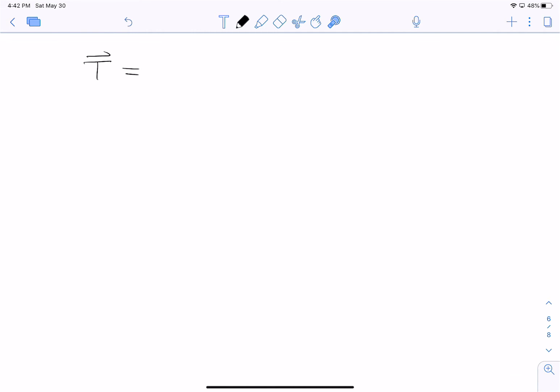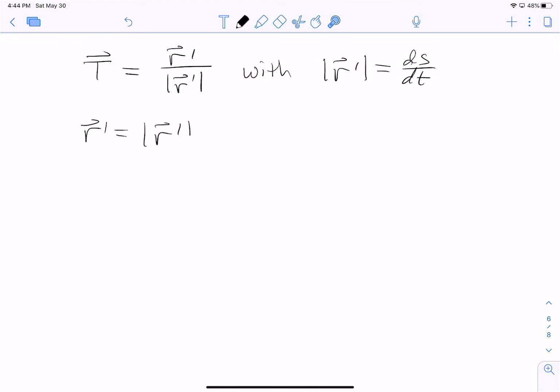The unit tangent vector is r prime divided by the magnitude of r prime, by the definition of the unit tangent vector. And as I just alluded to, the magnitude of r prime is also called ds/dt, how the arc length changes over time. Taking the first equation and clearing the fraction will give us that r prime is equal to the magnitude of r prime times T. But we've just said that the magnitude of r prime is called ds/dt. So r prime then becomes ds/dt times the unit tangent vector T.